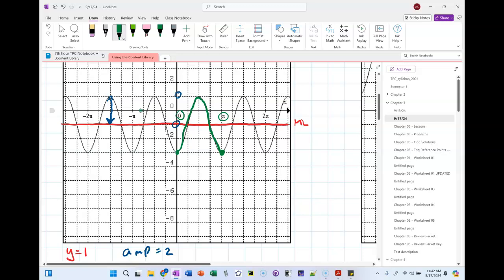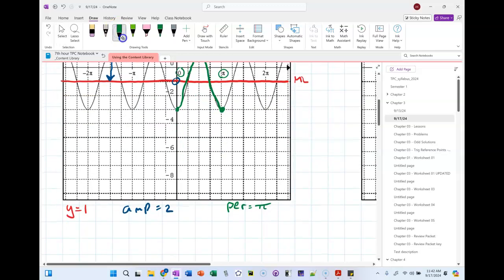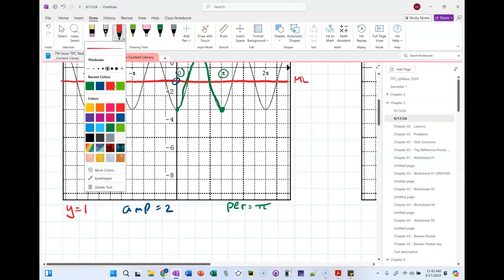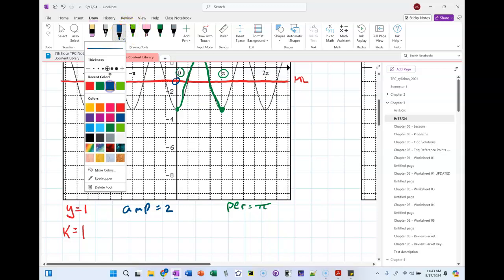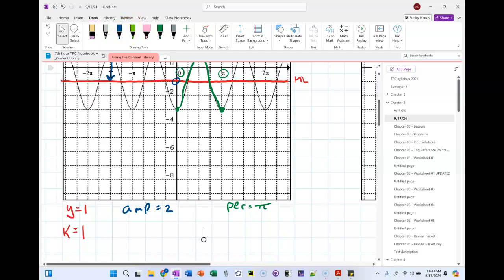I know it's maybe hard to see from back there. Just a pi. So how far is that from 0 to pi? Just pi, right? So far, so good? All right. Y equals 1 tells me the value for A, C, H, or K. K, and what is that value for K? 1. Okay.